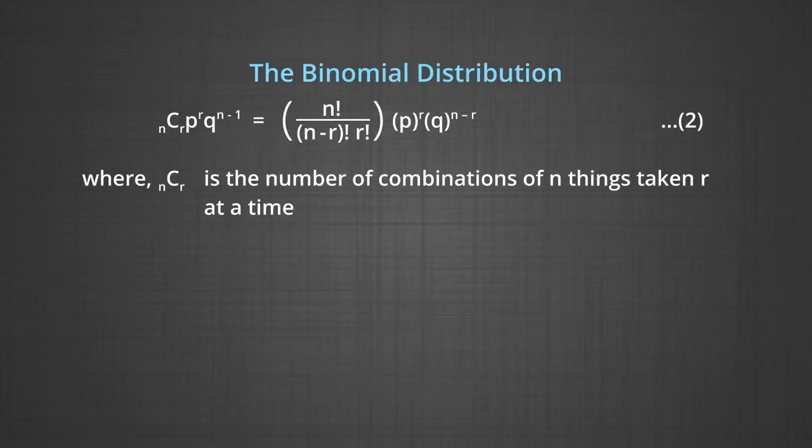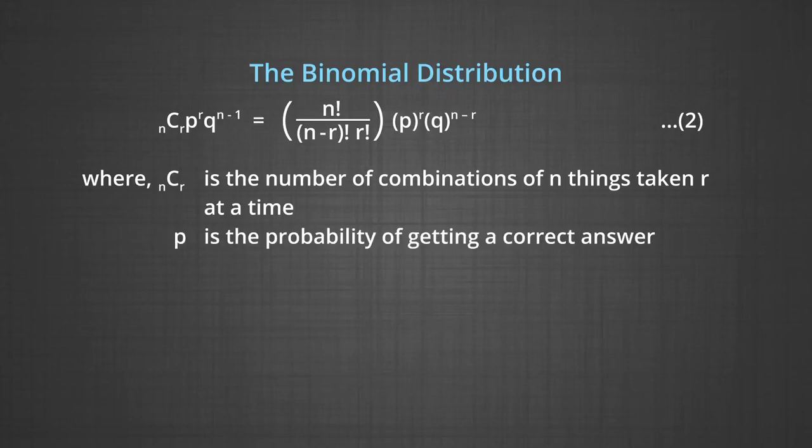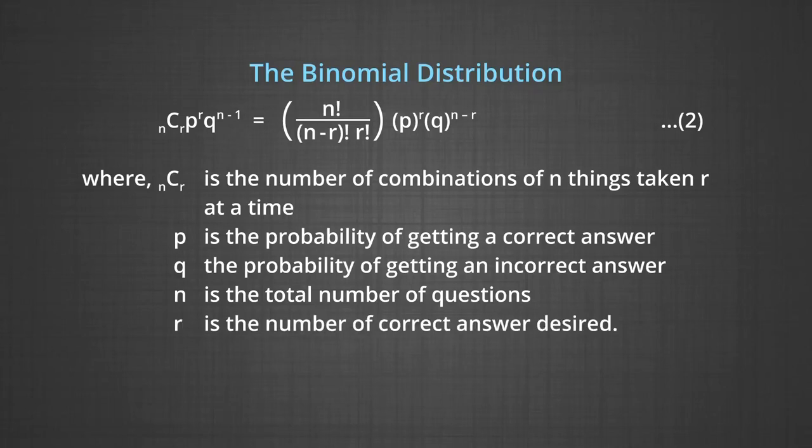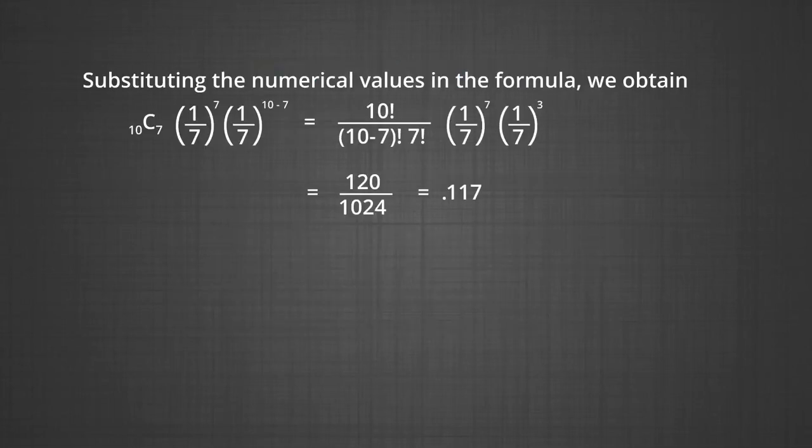nCr is the number of combinations of n things taken r at a time. p stands for the probability of getting a correct answer. q stands for the probability of getting an incorrect answer. n stands for the total number of questions. r is the number of correct answers desired. Substituting the numerical values in the formula, we obtain a value which is 0.117.